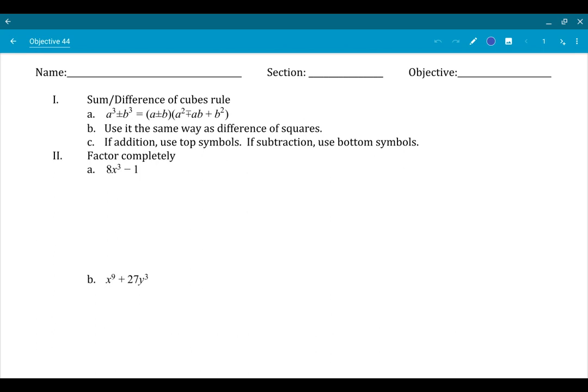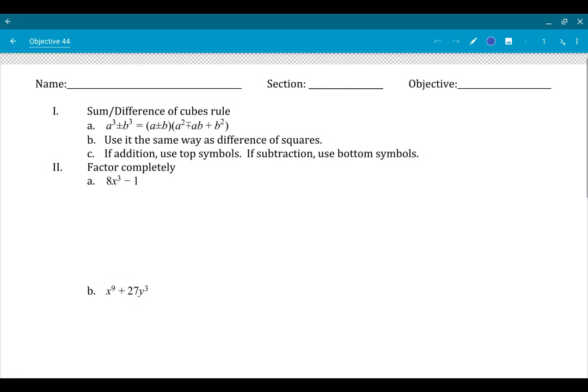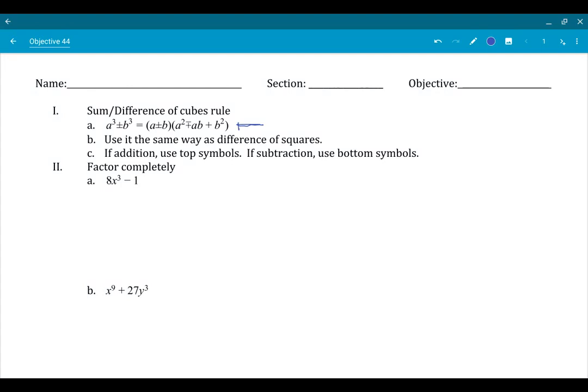All right, everyone. Today we are looking at the sum and difference of cubes rule, and you can see that the rule itself is right here. Now that rule looks complicated because there's actually two sets of symbols in there. Rather than writing the rule with addition and writing the rule of subtraction, you can just write it all as one big rule using both the addition and subtraction symbols. And we'll talk about how we use those.